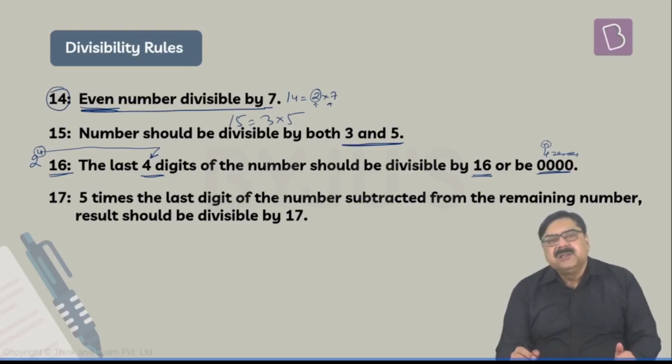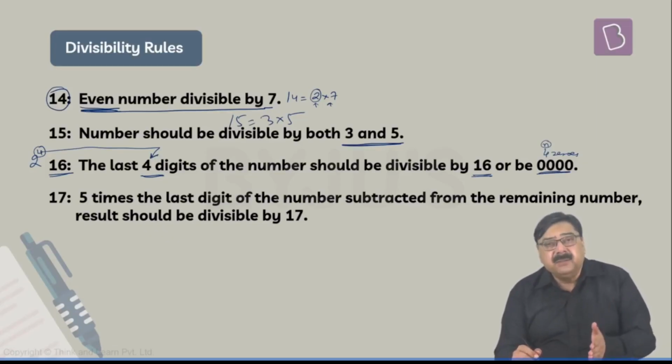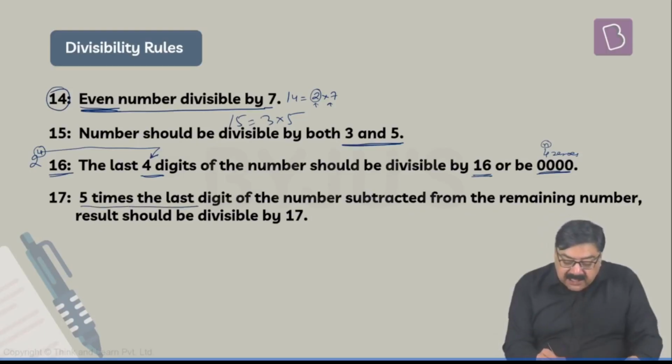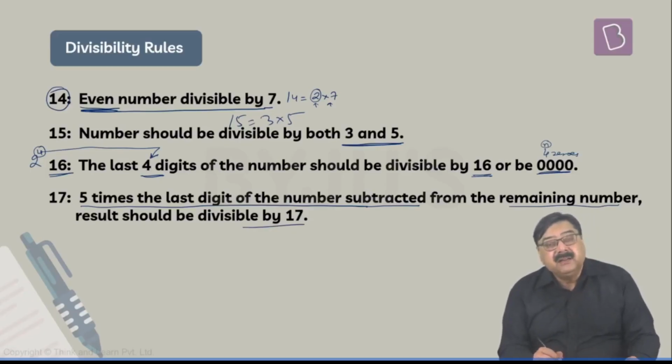17, let me just take you through the divisibility rule for 17. Although I would suggest that you don't use that rule. But if at all you still feel comfortable, for smaller numbers, you can go ahead and use the rules of 7, 13, and 17, but not for bigger numbers. Now, 5 times the last digit of the number should be subtracted from the remaining number. Then the result should be divisible by 17.